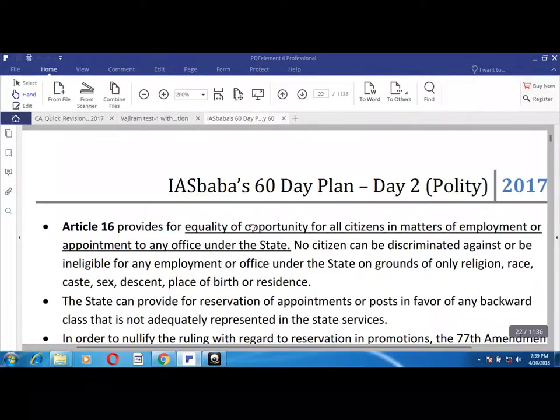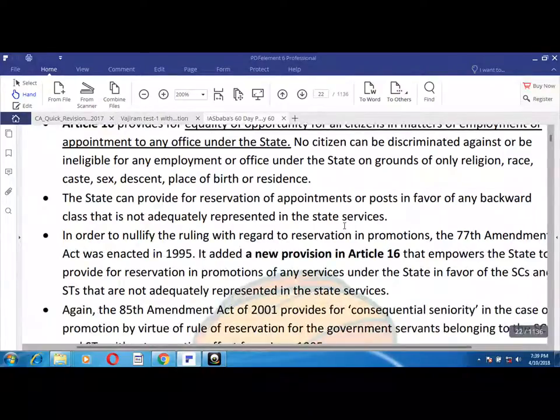Article 16 provides equality of opportunity for all citizens in matters of employment or appointment to any office under the state. In order to nullify the ruling with regard to reservation in promotion, the 77th Amendment Act was enacted in 1995.